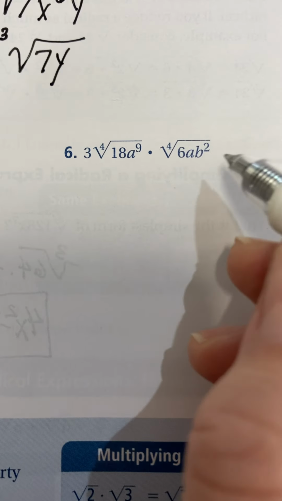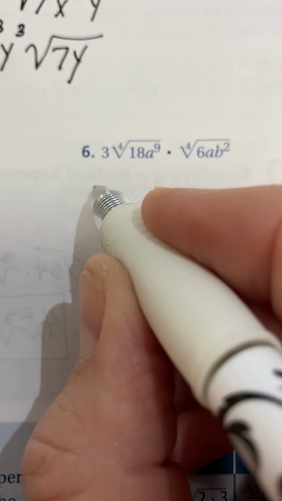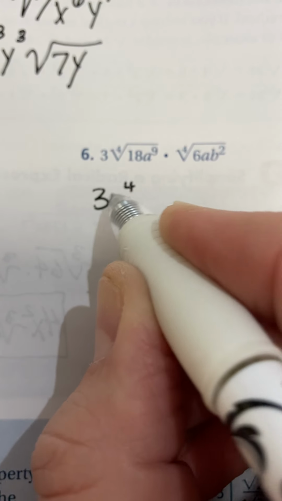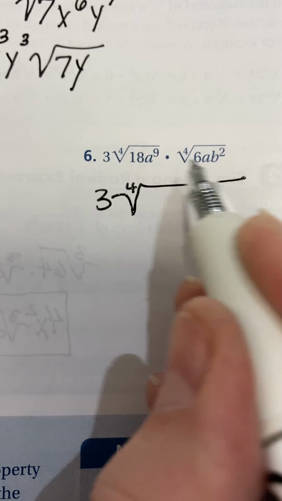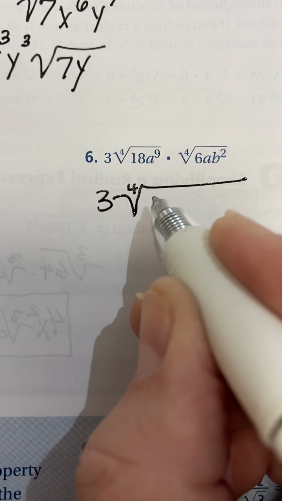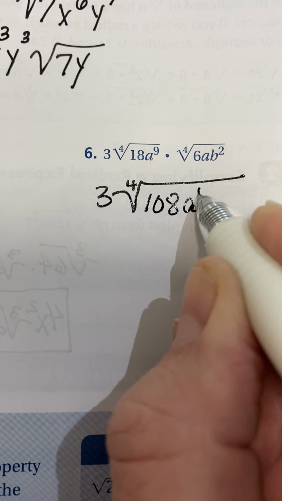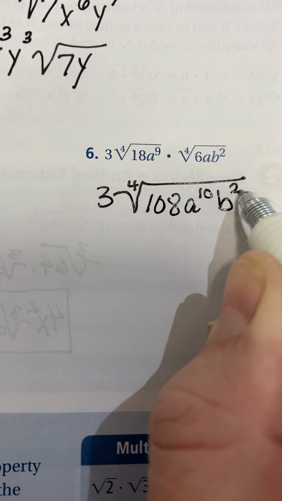All right, over here, again, I think I'm okay to multiply these back out. So the 3 is on the outside, 3 times 1. Then you're going to do the 4th root. 18 times 6 is 108. A to the 10th, b squared.